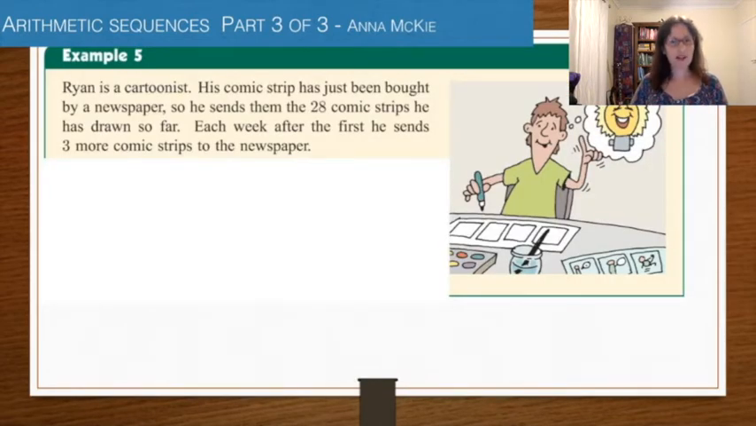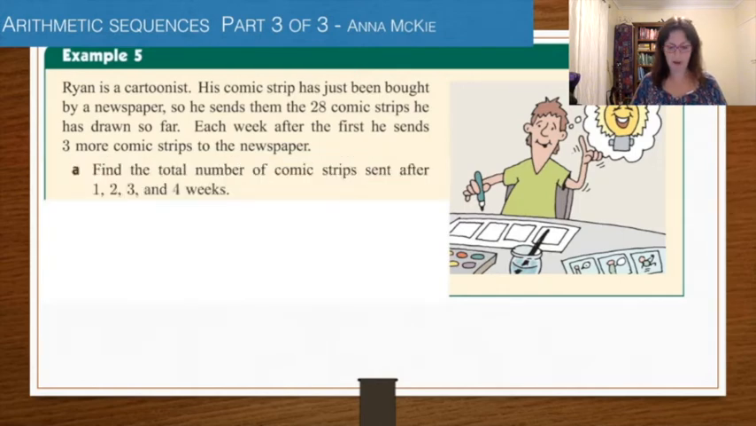So Ryan is a cartoonist. His comic strip has just been bought by a newspaper, so he sends them 28 comic strips that he has drawn so far. Each week after, he sends 3 more comic strips to the newspaper. So you can anticipate that we're trying to work out how many he will send over time, and in any particular week, how many has he sent in total?